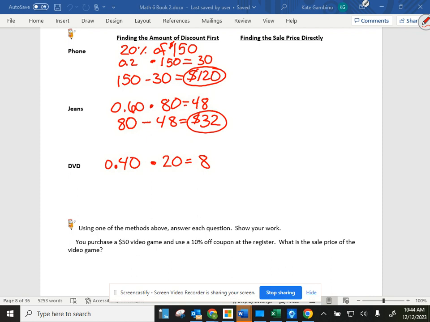So what's my second step, Melanie? 20 minus 8. That $20 minus that discount of $8. How much are we going to pay for our DVD? Claire? $12. So remember, if we're finding the amount of discount first, it's a two-step problem. So first you have to find what the discount is and then subtract that away from the total amount.